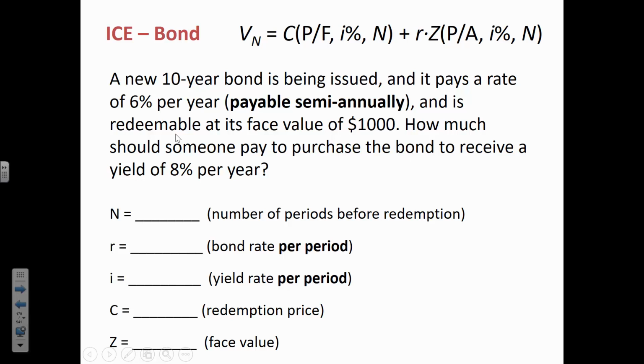So here in this example, it's a 10-year bond, and it says that it's paying out semi-annually. So what that means is if it's 10 years and semi-annually, there are 20 periods in the life of the bond.